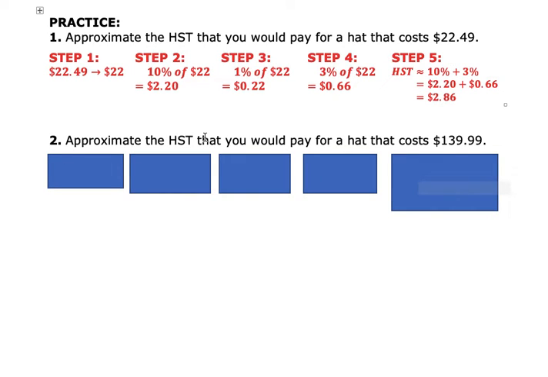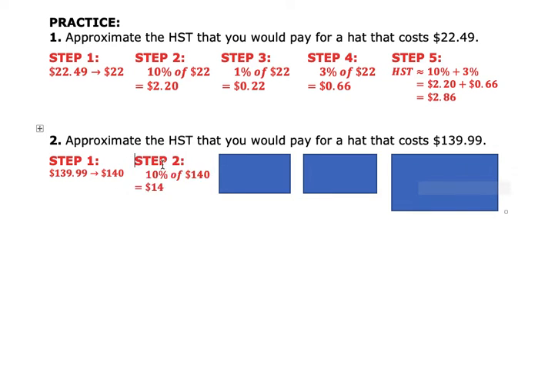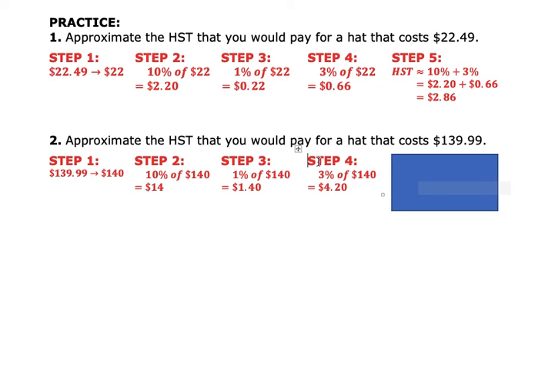Number 2, approximate the HST that you would pay for a hat that costs $139.99. This is approximately equal to 140 if rounded to the nearest dollar. Next, we take 10% of this value by moving the decimal 1 space to the left, $14. And then we get 1% by moving the decimal place over 2 spaces, 1, 2, that's $1.40. If we triple this value, so think of that as adding 3 times, that's $1.20, plus triple a dollar is $3. That is equal to $4.20. And then to get our approximation for HST, add 10% and 3% together, which in this case is $14 plus $4.20, $18.20.